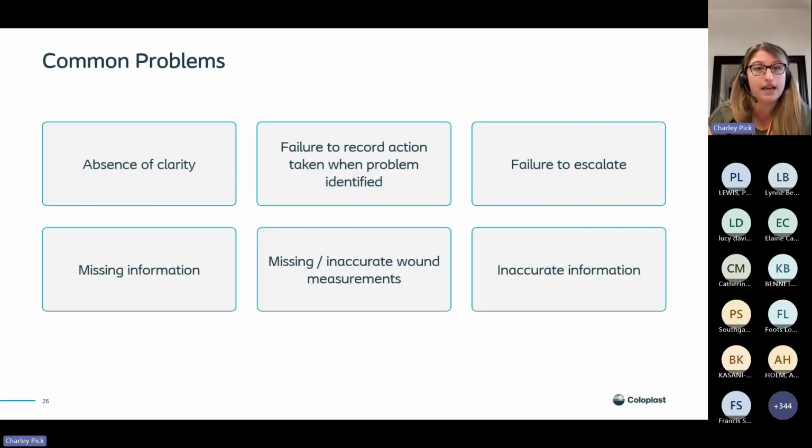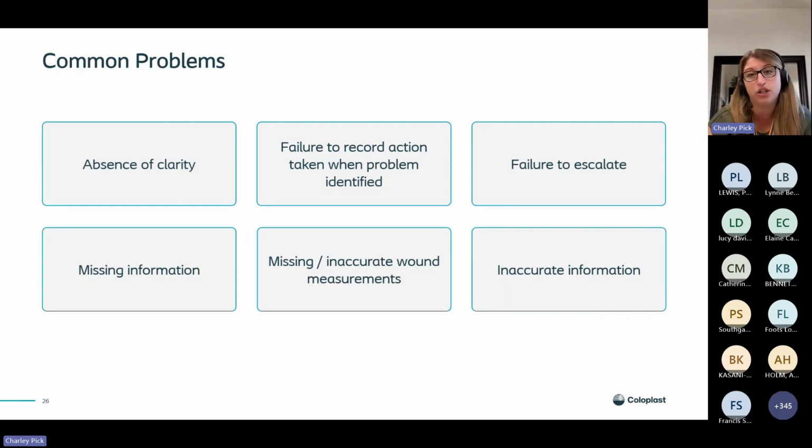Common problems that myself and my colleagues within our tissue viability nurse specialist team within Coloplast have seen throughout our careers as tissue viability nurses is an absence of clarity, failure to record action taken when a problem has been identified, failure to escalate, and that is something that we see all the time. A problem has occurred, but there's no documentation of any escalation.